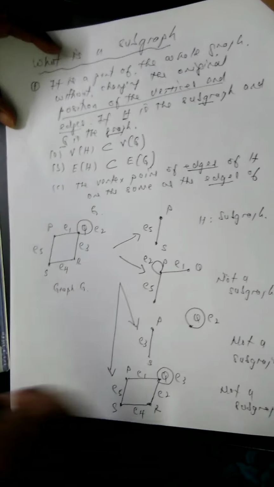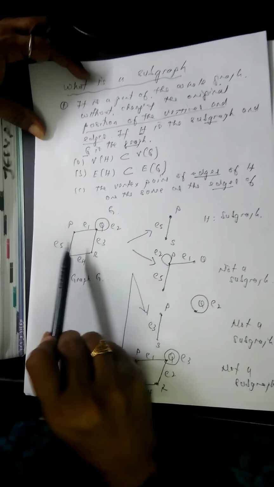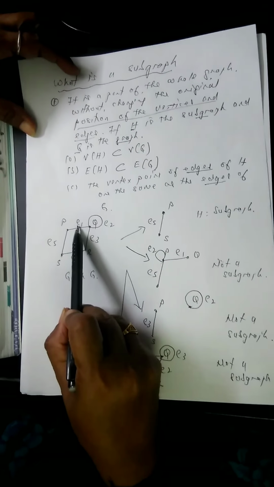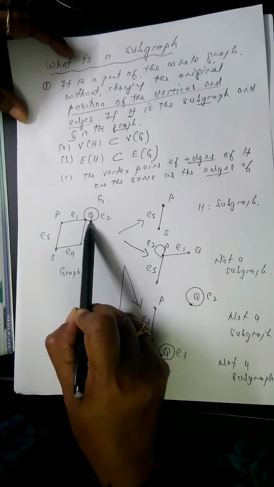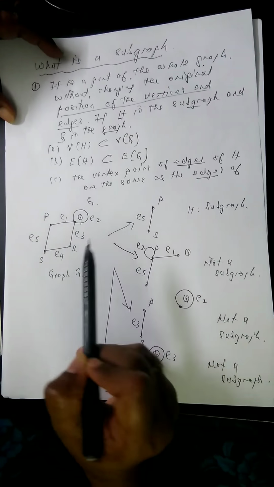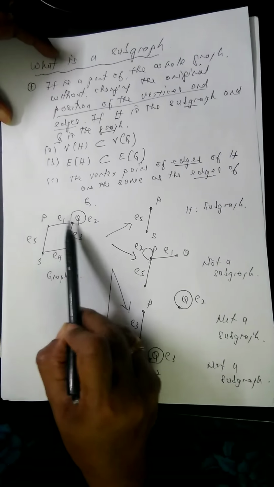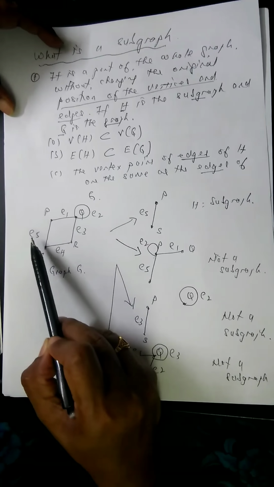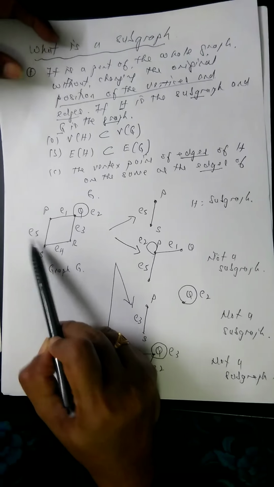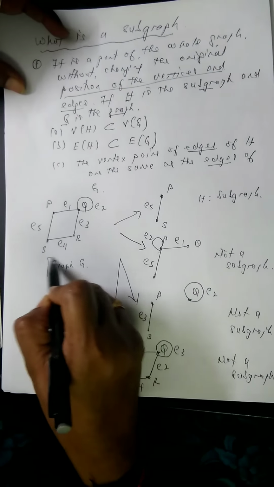Let's say as an example, you have 4 vertices, P, Q, R, and S. These are your edges: E1, E2. Now E2 is a loop at vertex Q. Then E3, E4, and E5. So in there are 1, 2, 3, 4 vertices and 1, 2, 3, 4, 5 edges. That makes up this graph. This is the graph G.